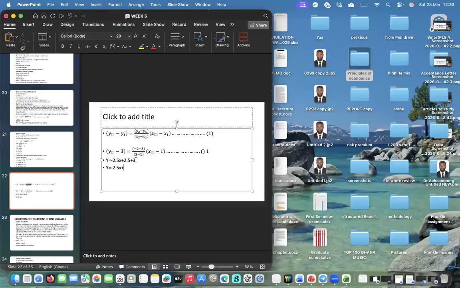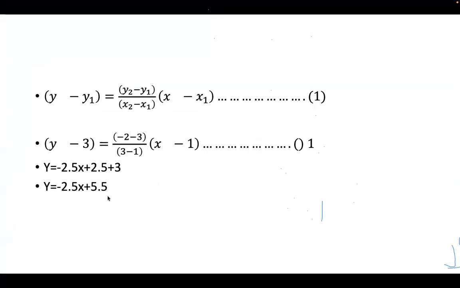Yes, that's correct. So when they ask you what is the slope of the line, the slope is minus 2.5. And what is the intercept? 5.5. Yes. Any question? So when they give you the coordinate and you substitute, make sure you find the slope first before you proceed to the other bracket. Then you do the factorization. Yes, sir.